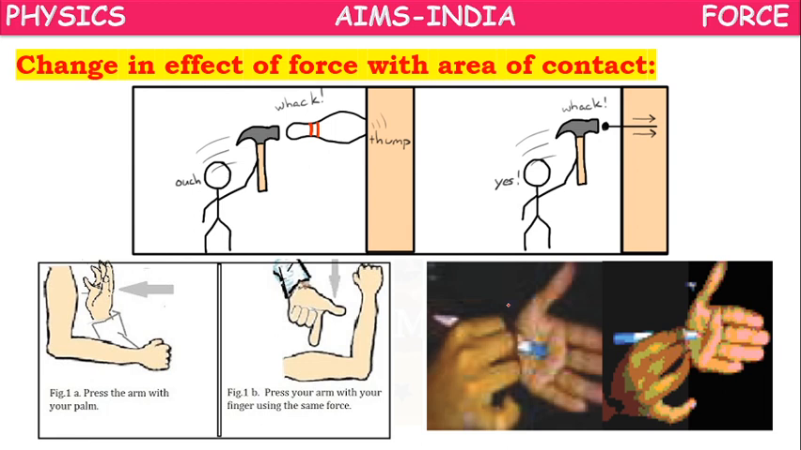Change in the effect of force with area of contact. Suppose a person is trying to make a hole in the wall with the help of a hammer. For that he has taken the help of a dumbbell shape. He keeps the dumbbell here and tries to hit it with the hammer to make a hole.